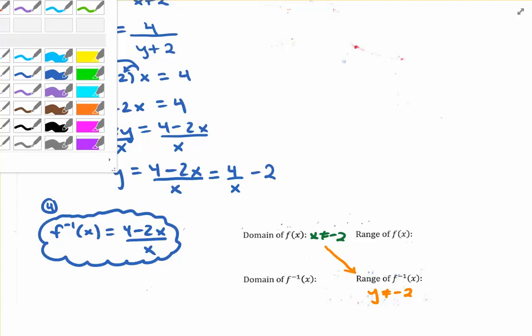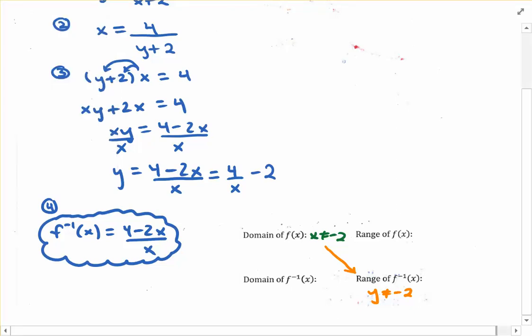Now let's go after the other two items. We can either find the range of the original function, f of x, which would give way to the domain of the inverse function, or vice versa. We could look at the domain of the inverse function to get the range of the original. I actually think it's easier for us to find the domain of the inverse function, which of course would give way to the range of the original function.